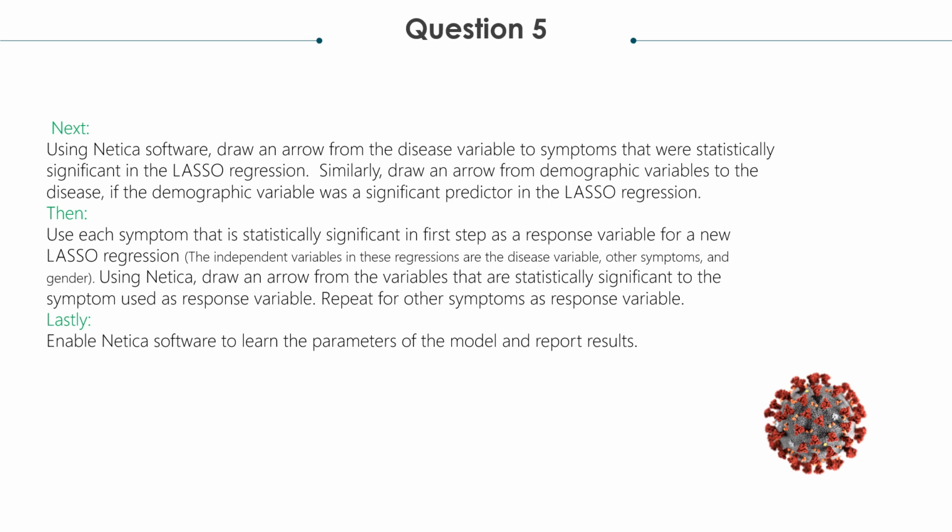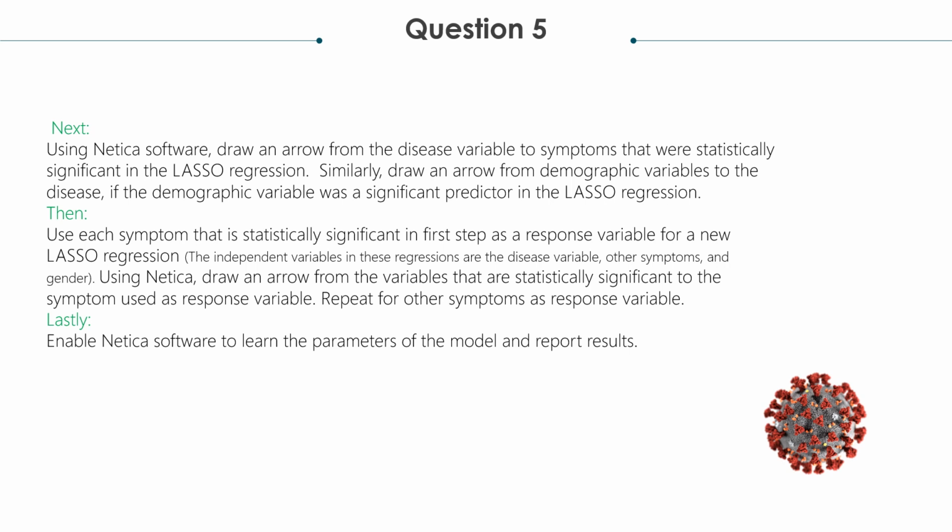And then we draw an arrow from demographic variables to the disease, if the demographic variable was a significant predictor in the lasso regression. And then we use each symptom that is statistically significant in the first step as a response variable for a new lasso regression. The independent variables in these regressions are the disease variable, other symptoms, and gender. And we draw an arrow from the variables that are statistically significant to the symptoms used as response variable, and we repeat for other symptoms as response variable.